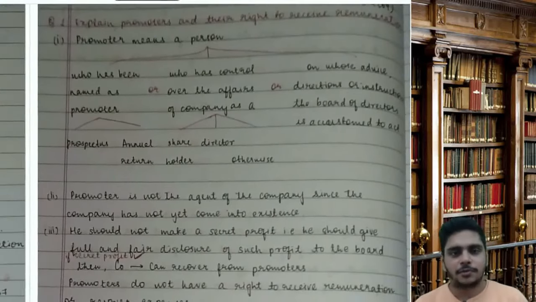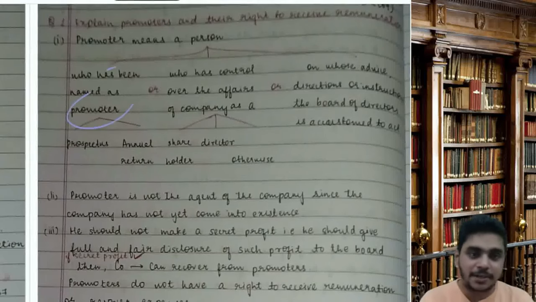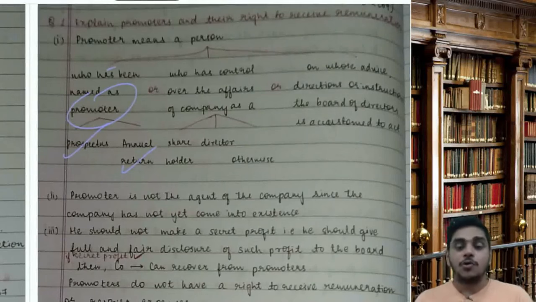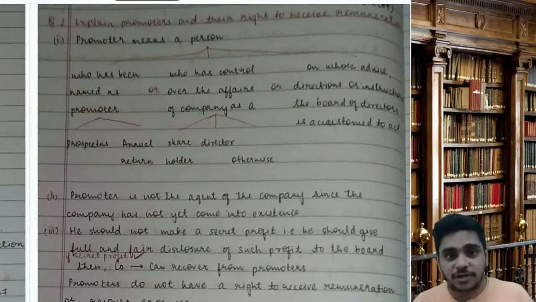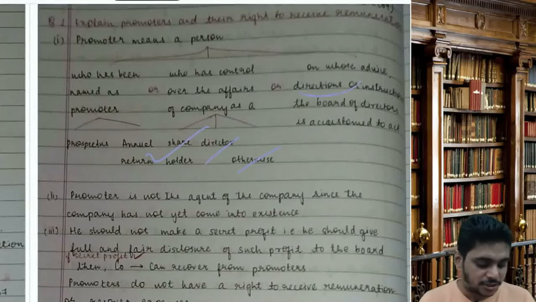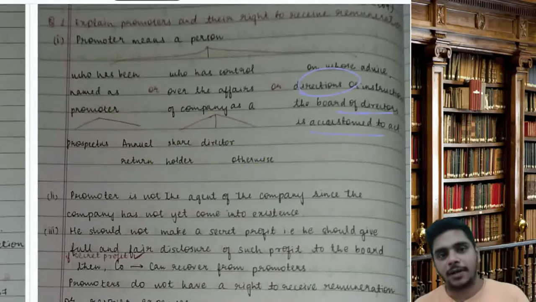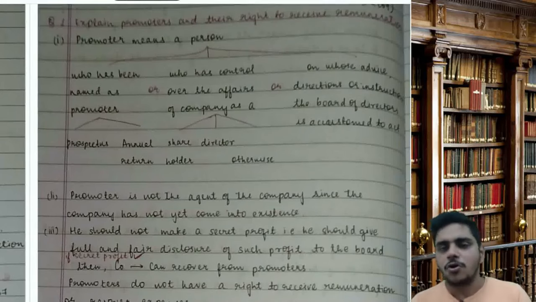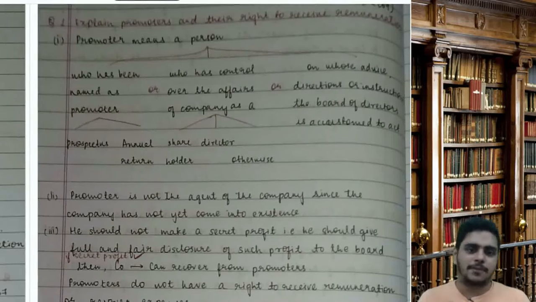So what does a promoter mean? Promoter means a person who has been named as a promoter in the prospectus or annual return, or who has control over the affairs of the company as a shareholder, director or otherwise, or on whose advice, directions or instructions the board of directors is accustomed to act. He is called a promoter.